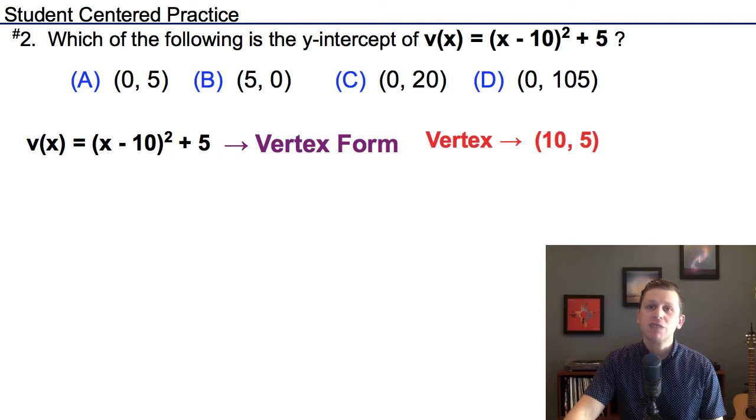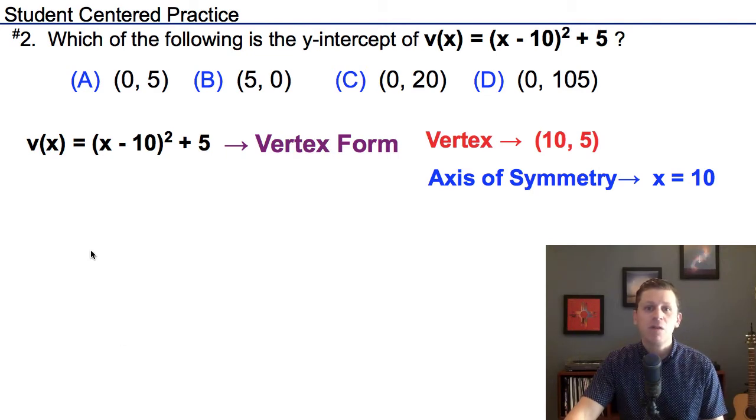If we know the vertex, we also know the axis of symmetry. The axis of symmetry will be the equation x equals 10. Of course, this information doesn't help us solve this problem. We want the y-intercept. In order to find the y-intercept, let's take this from vertex form and write it in standard form. To write something in vertex form into standard form, simply take this binomial squared and expand it.